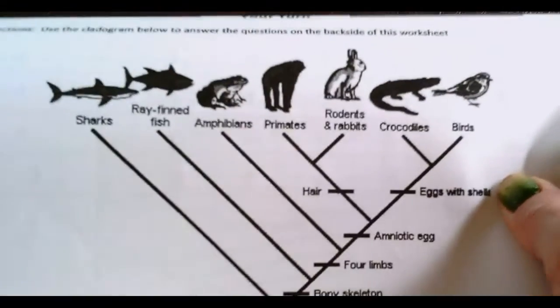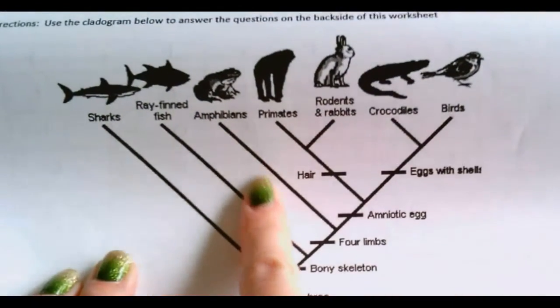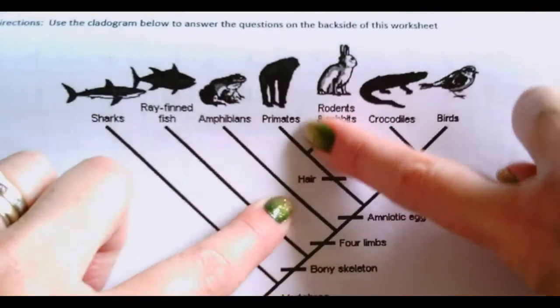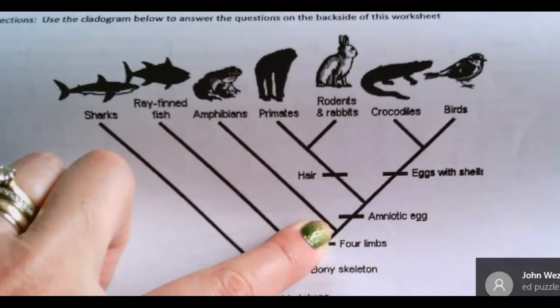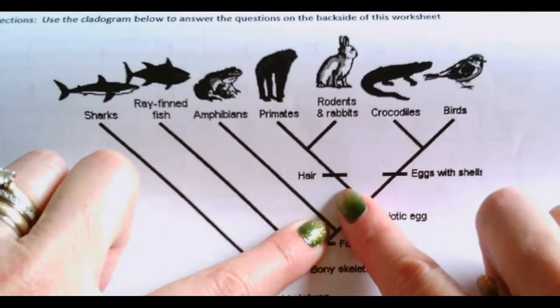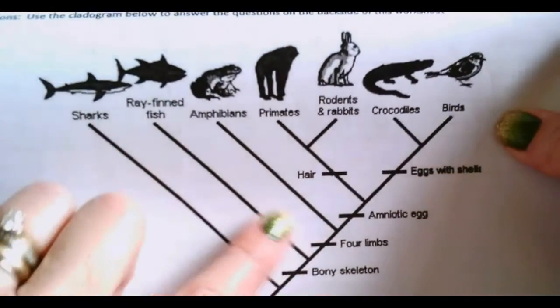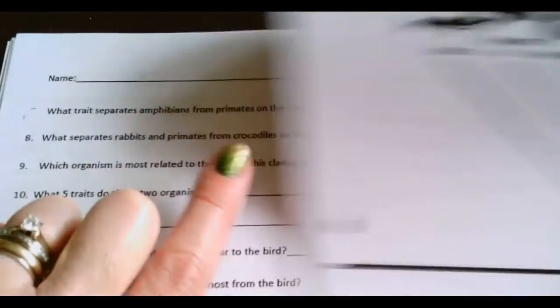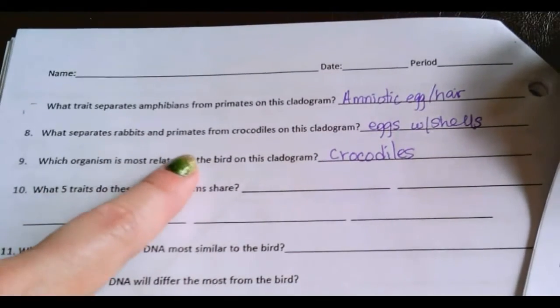And if we look at this cladogram, between the amphibians and primates, we have this branch here for amphibians and this one for primates. And we're going to see the amniotic egg is there for sure, but we also are going to see that hair is something that the primates have on their branch that the amphibians don't. So the amniotic egg is definitely going to be a characteristic, but hair would also be something that is different between them.